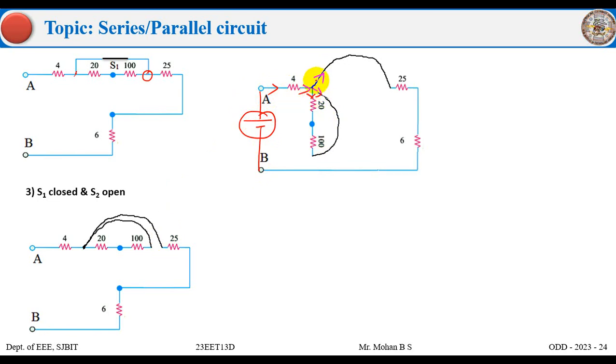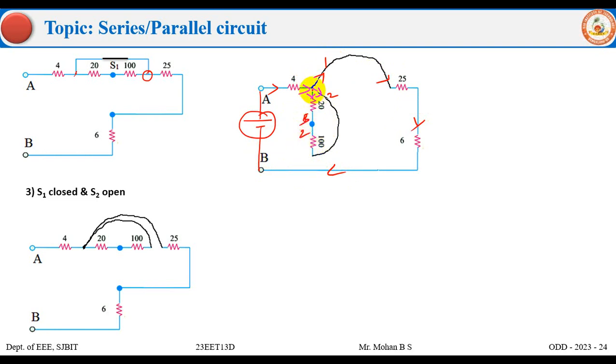The current enters through the first branch, and then the second and third branches. It enters through the first branch, goes through 25, goes through 6, and comes out to the battery. Whereas if the current enters through the second branch, you can see these two are the same actually, right? So I'll call this also a second branch.